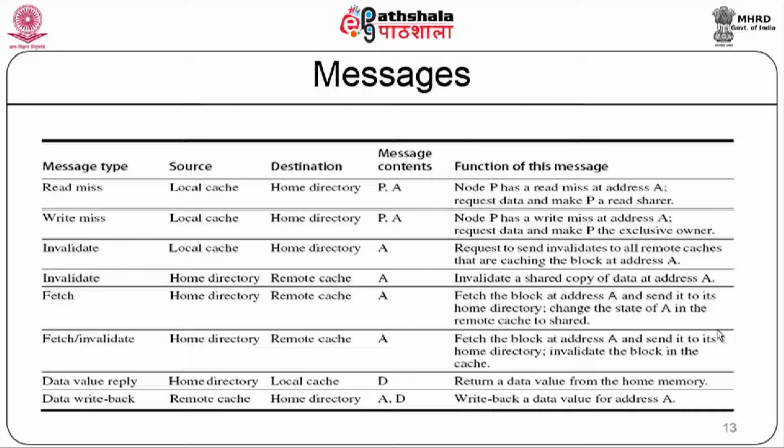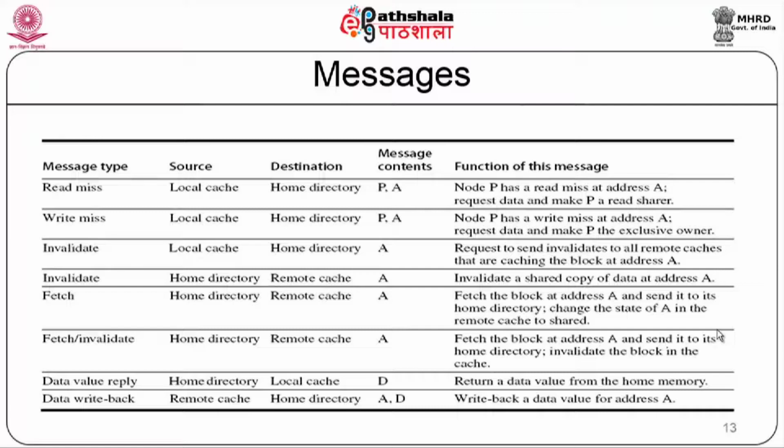Similarly, if the processor wants to do a write operation and if it is a miss, again it puts out a write miss. So, the local node puts out a write request to the home directory in the format P comma A. P is the processor number and A is the address. So, node P has a write miss at address A. It is requesting data, and because it is requesting data for a write access, it has to become the exclusive owner. Nobody else can own the data now, it is an exclusive owner.